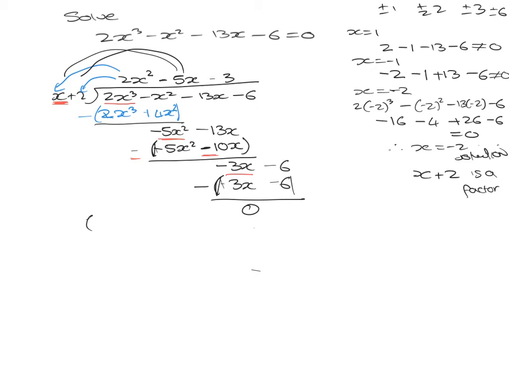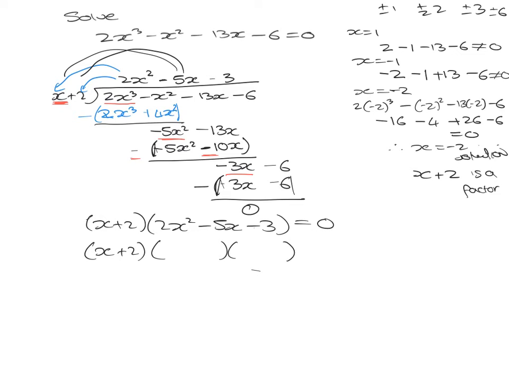So we can now write this as x plus 2 times 2x squared minus 5x minus 3 equals 0. We still, however, have a quadratic here, which we should be able to factorise further. Not always, but in this case we should be able to. So we're going to have 2x and x. Now negative 3, if we put that there, that's going to give us negative 6x and positive 1, so negative 6x plus x gives you negative 5x.